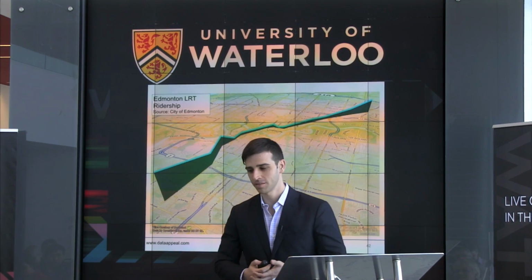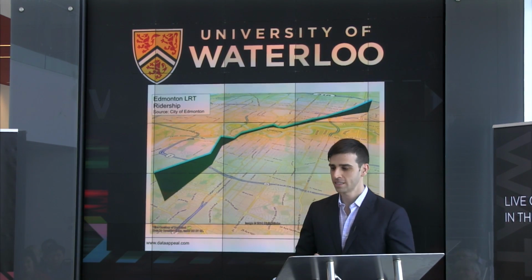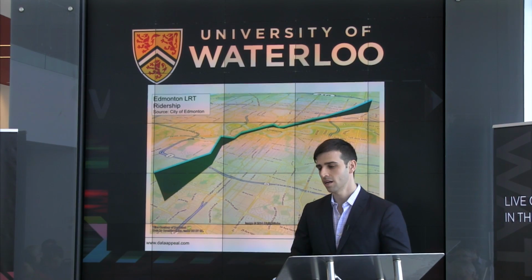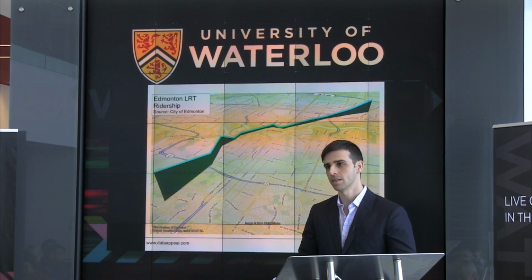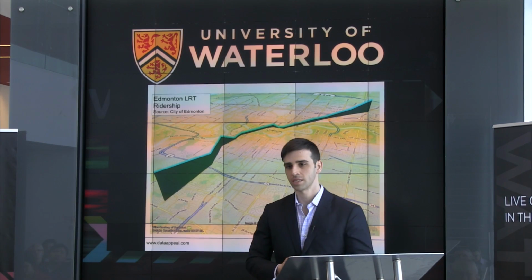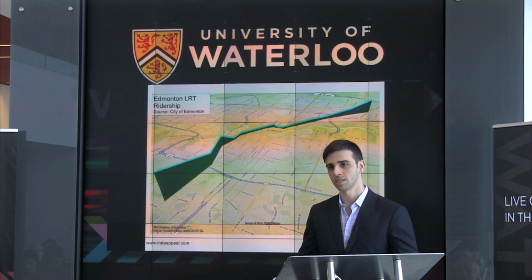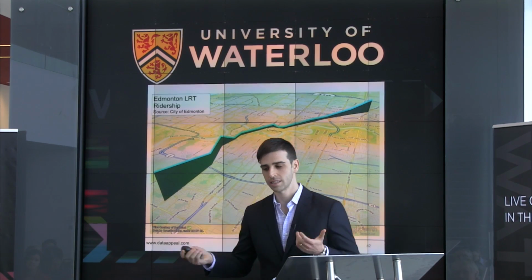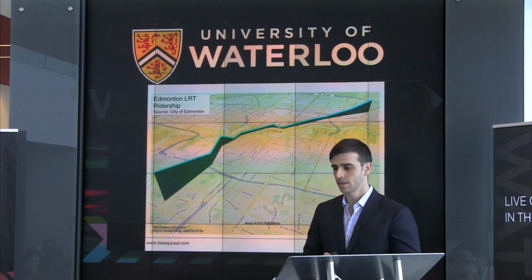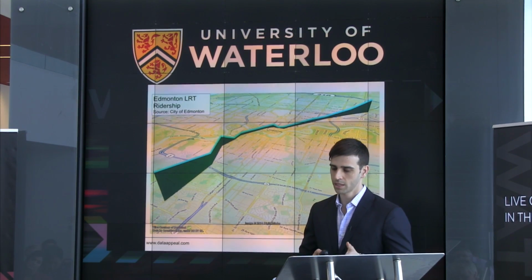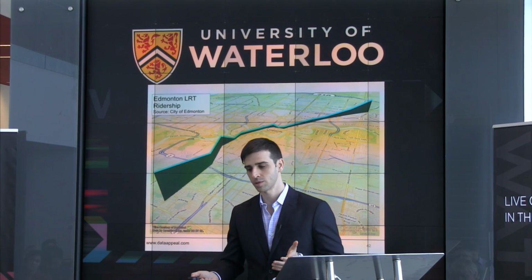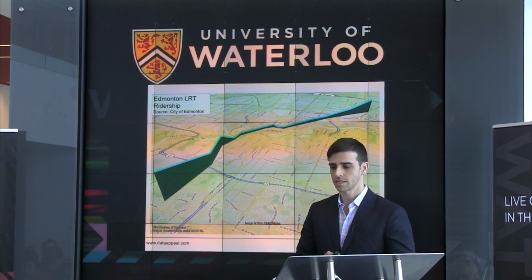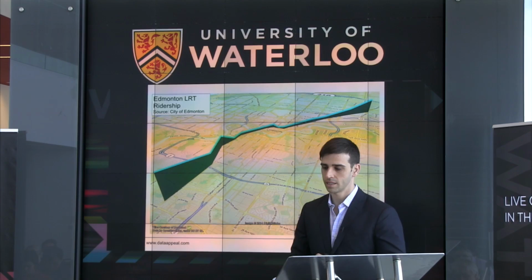Okay. This is an example of data visualization. It's following the path of the LRT in the city of Edmonton, and the height is representing the ridership levels at each of the stations. This is a really easy way to see what areas are seeing the most traffic and maybe causing some of the bottlenecks within the system.